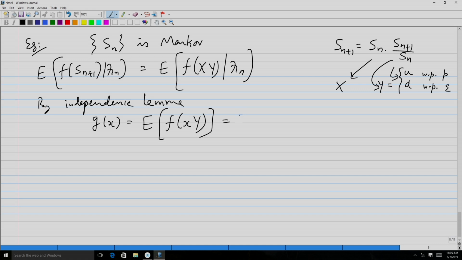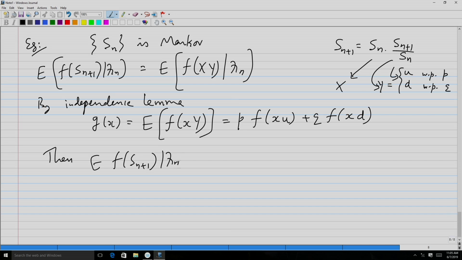Now, what is this function? This is p f(x u) plus q f(x d), right. This is the function g. Then the expectation of f(S_{n+1}) given F_n is simply g(x), which is g(S_n), right. So, what we have shown is that S_n is Markov. We just took the definition we wanted to show and then used the independence lemma.